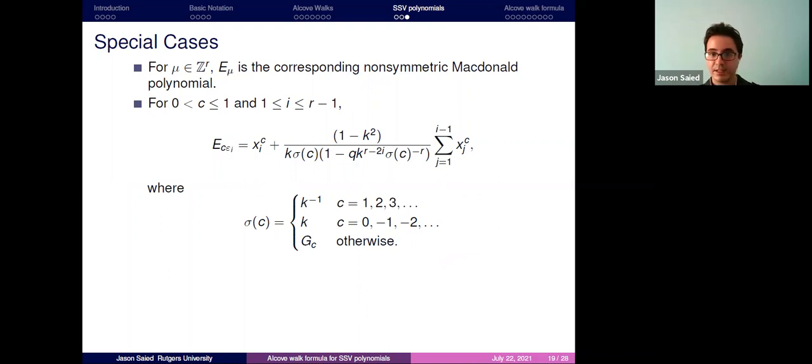In the Macdonald case, this gives the formula that you might have seen before, written down, for example, in the recent paper of Ram and Yip. This sigma would be a k inverse, and so these would cancel, and this would be a k to the 2r minus 2i. This precisely matches the formula that's written there.